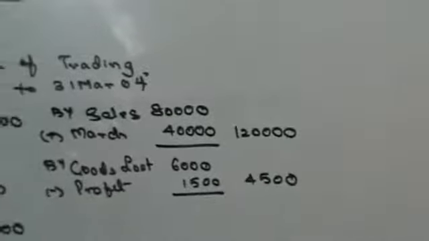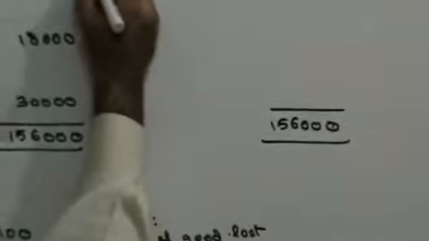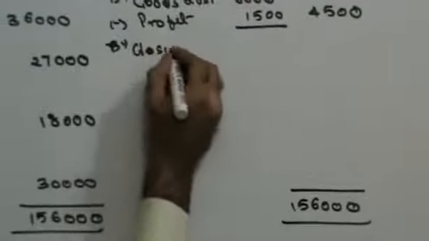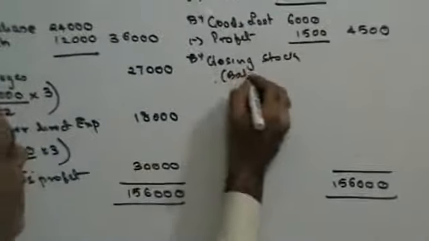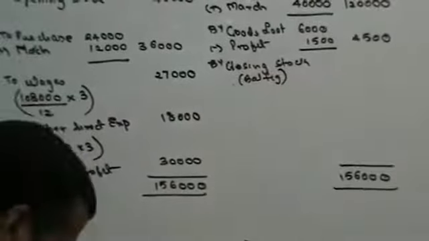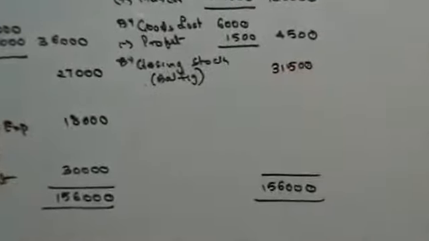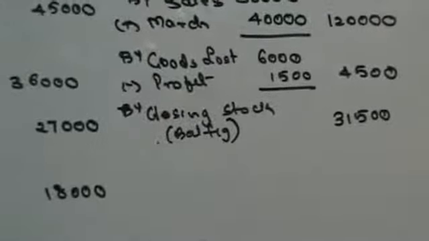Right? Now 1,56,000. This is going to be by closing stock. This is going to be my balancing figure. So your closing stock will work out to be 31,500. Once I have closing stock, then I can make the statement of claim.